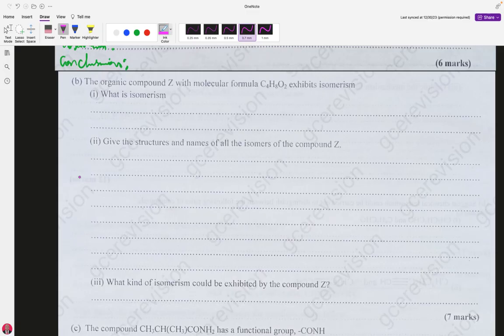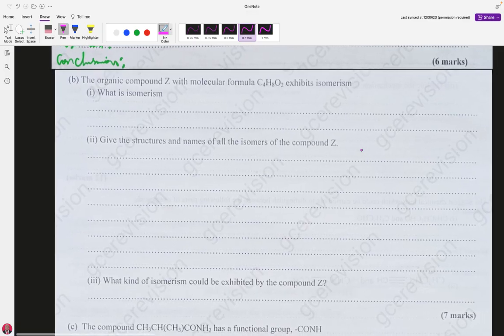Structures and names of all the isomers of the compound. So we say isomerism is the existence of compounds with the same molecular formula with different structural arrangement. If we arrange this structure, we will definitely have about 4 different structures, and those structures we call isomers. So 4 isomers are going to come out from here. So we are going to give the structures and the names of all the isomers of the compound Z.